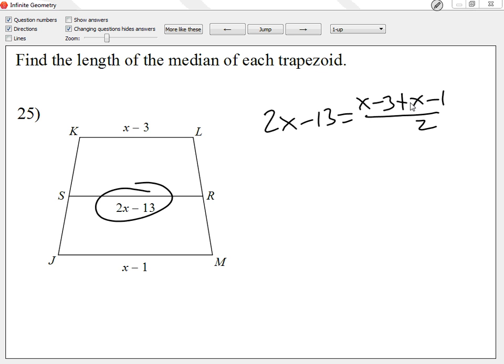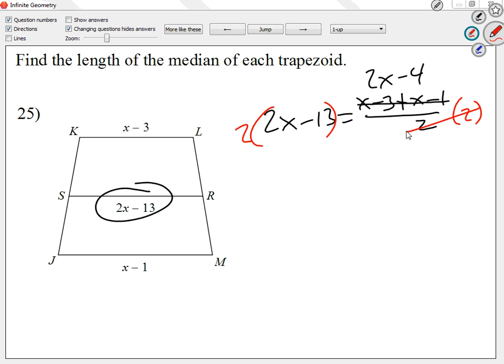Remember, on the top of my fraction, I'm adding the two bases. X minus 3 plus x minus 1. The only thing that I can do on the top is at least simplify a little. Let me call that 2x minus 4. Right, I just combine my like terms. So that's why I call it 2x minus 4. That's as simple as I can do the top. So now let me get rid of fractions. I'm going to multiply both of my sides by 2, because I know on the right I'm going to get rid of fractions. So I'm going to have 4x minus 26 is equal to 2x minus 4.